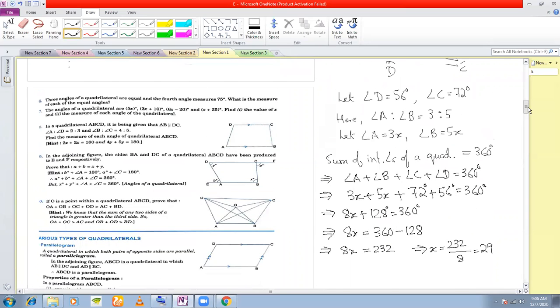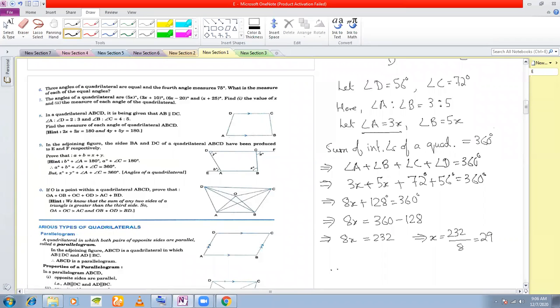So what are the angles here? Once you have got the value of x, what is angle A? Therefore angle A is 3x, which is 3 into 29 degree, which is 57 degree. And what is angle B? Angle B is 5x, so 5 into 29, which is 145 degree. Okay, so that is what this question is all about. Simple enough. Let's move on to the next one.